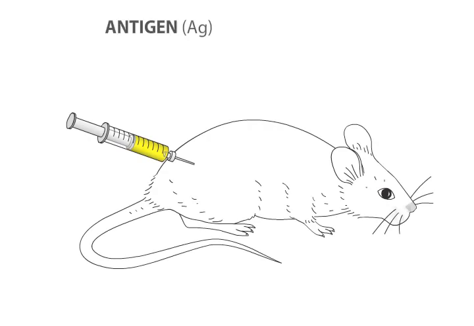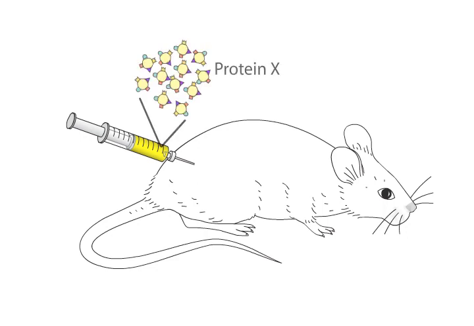An antigen, AG, or antibody generator, is any substance that elicits an immune response in a host animal, such as a mouse. Foreign substances, including proteins, can act as an antigen. One can use a host animal to produce antibodies that recognize a protein of interest, protein X.